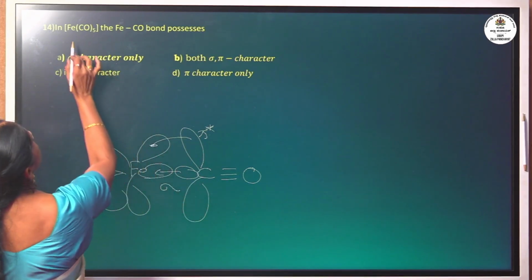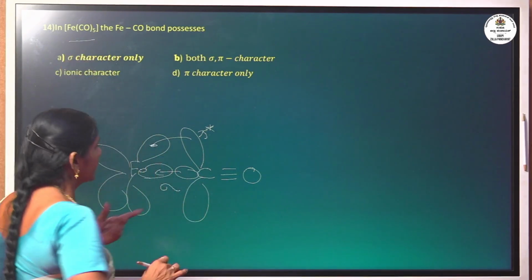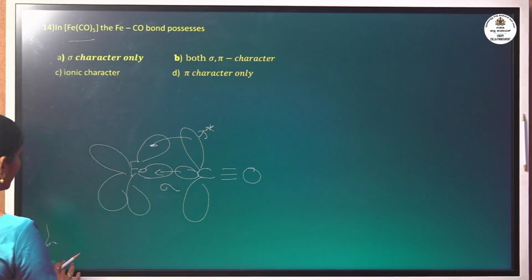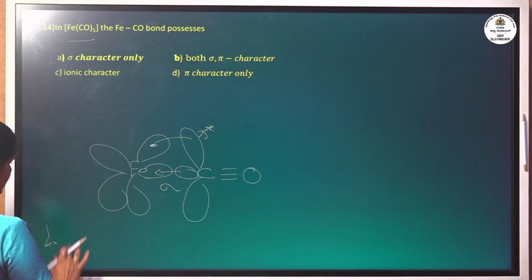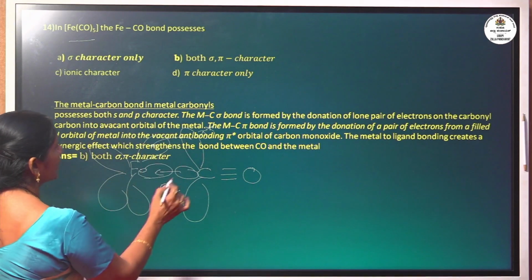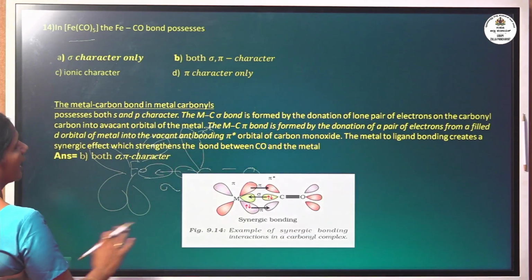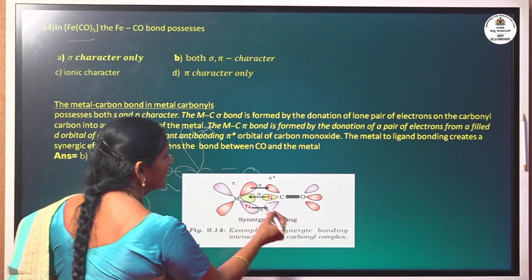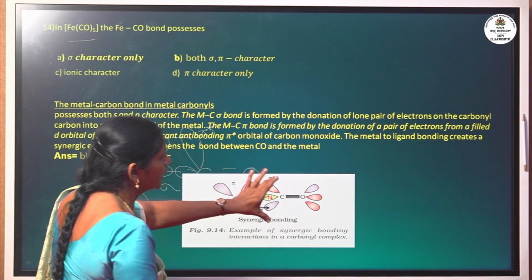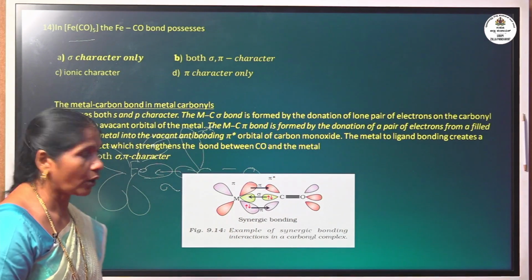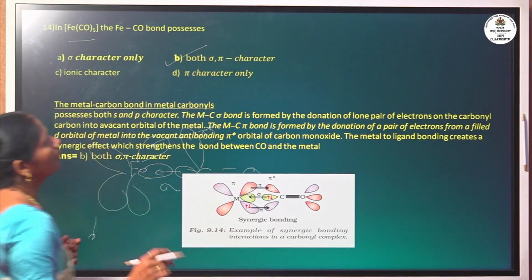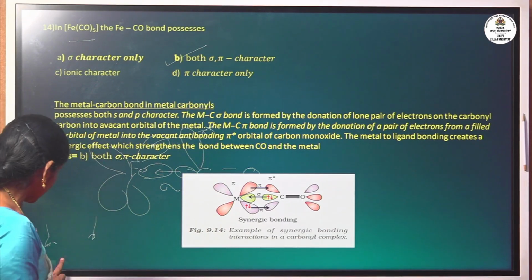In metal carbonyls there are two types of bonds: one is the sigma bond, the other is the pi bond. So you have already seen this. This is the sigma bond, and this is back bonding by the d orbitals to the vacant pi star antibonding orbital of carbon monoxide, and therefore the answer is both sigma and pi characters.